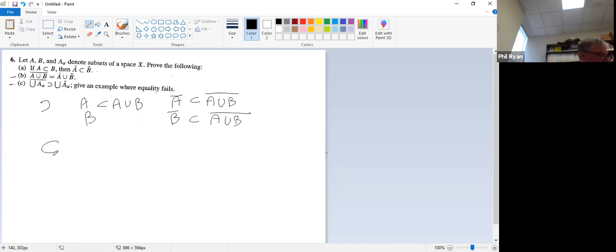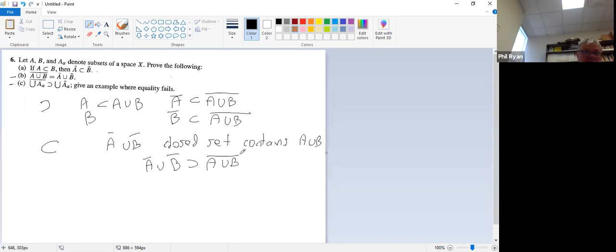And going the other way is also straightforward. A closure union B closure is a closed set containing A union B. So therefore it has to contain the closure of A union B by the definition of closure. Because remember, the closure of A union B is the smallest closed set containing A and B.